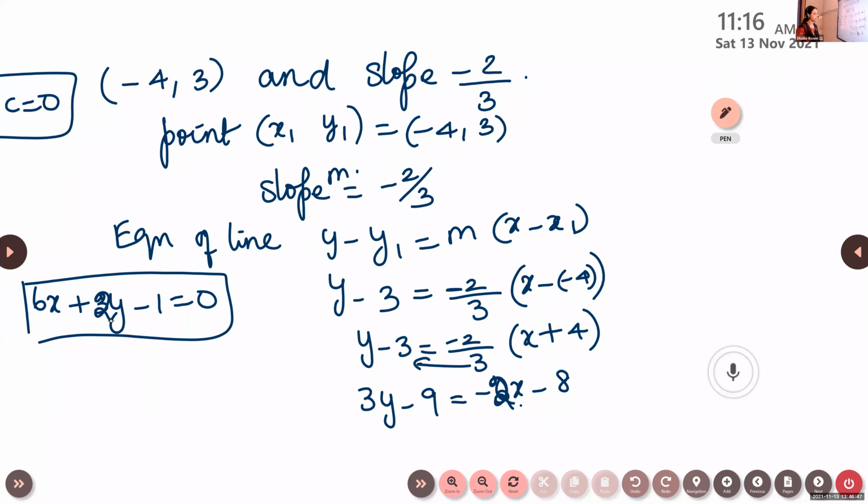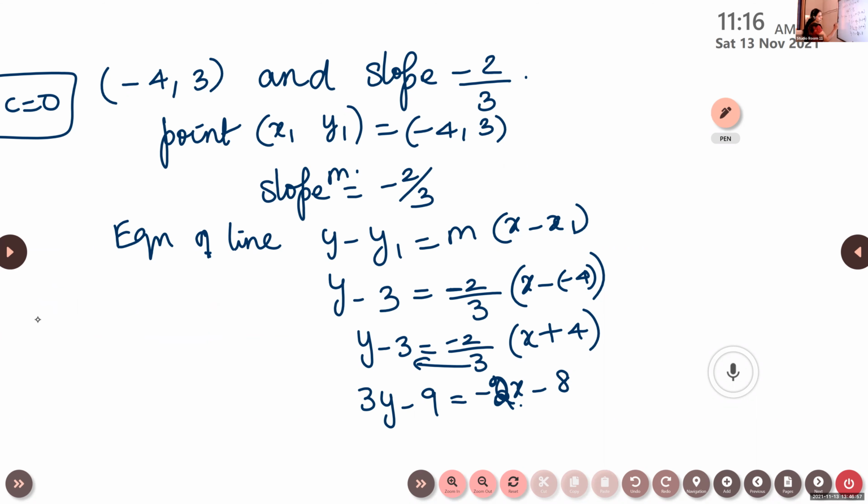Now, is the remaining part correct? Is it correct, Aditya? 2x plus 3y. Okay. Last equation. Yes, I changed the x value here. 2x plus 3y minus 1 is 0.